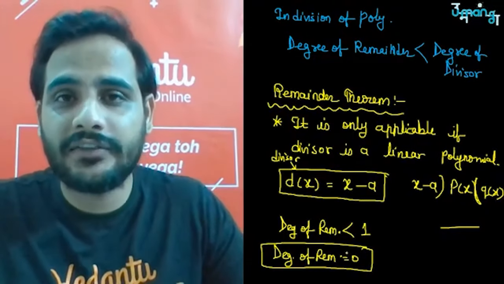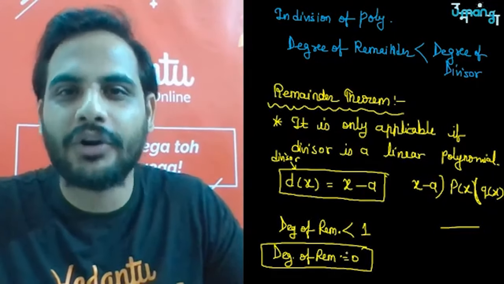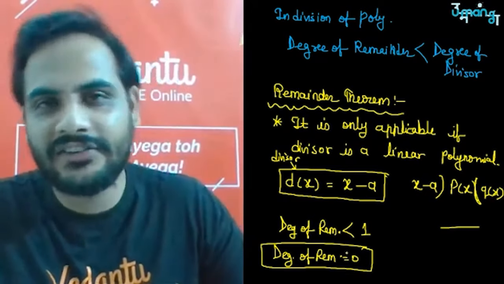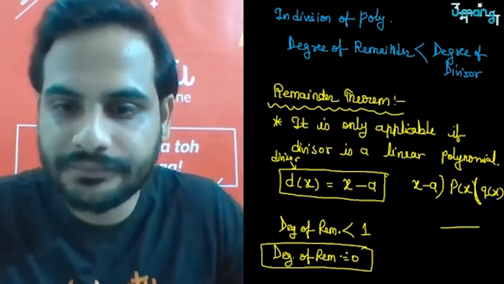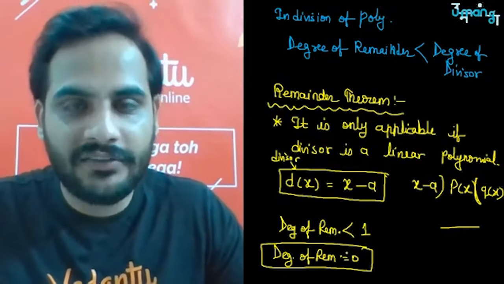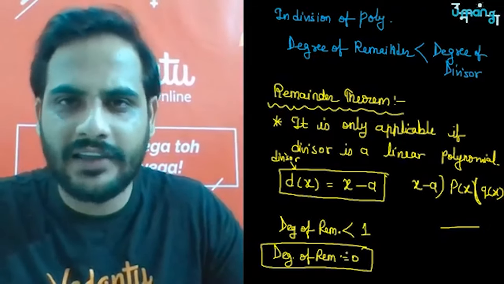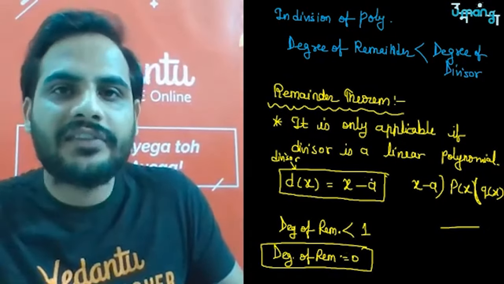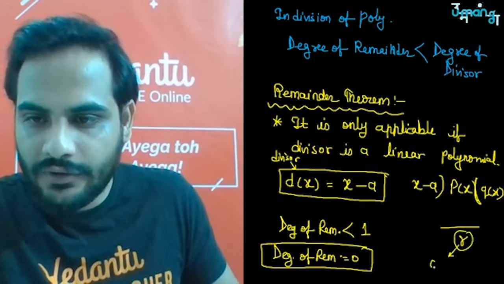That means the remainder is a constant number. A constant polynomial means all non-zero real numbers, right? So all the rational and irrational numbers except 0 can be your remainder. So the degree of the remainder is 0, which means the remainder should be a constant polynomial, or we can say a non-zero real number. So instead of writing r(x), since I know it is a remainder, let us just write it as R only, where R is a constant number.